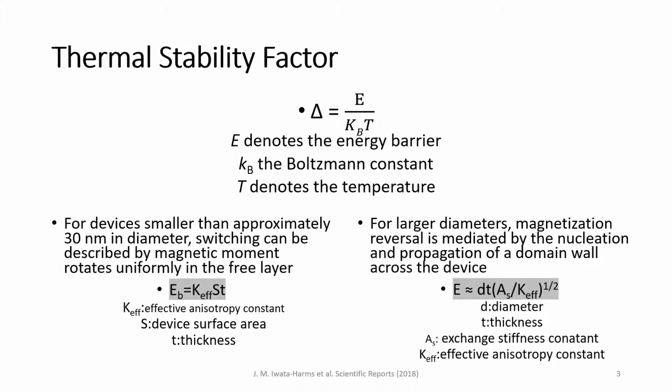This means the energy barrier is the effective anisotropy constant times the surface area of the device and times the thickness. For larger diameter devices, the magnetization reversal is mediated by the nucleation mode, and in the nucleation mode, the energy barrier is related to the diameter, thickness, exchange stiffness constant and effective anisotropy constant.